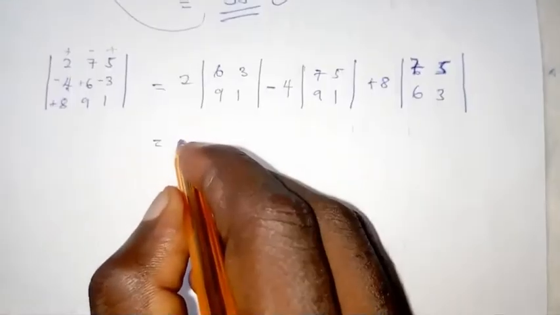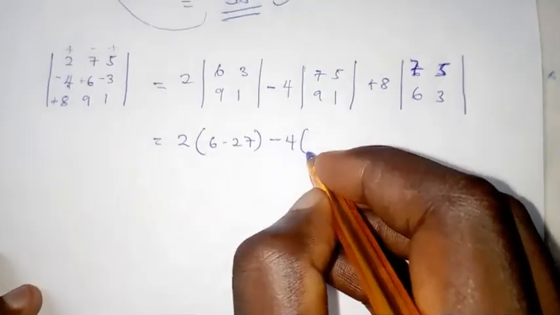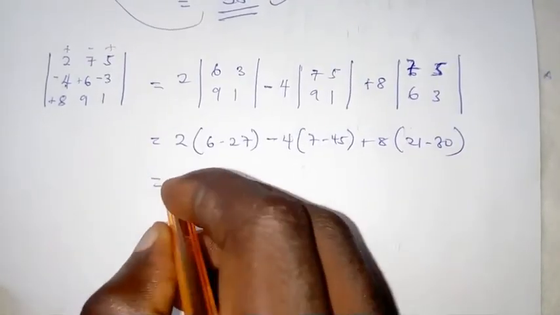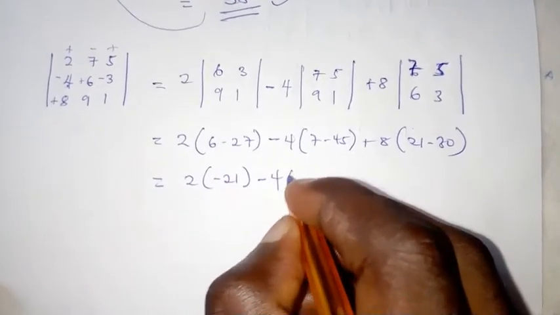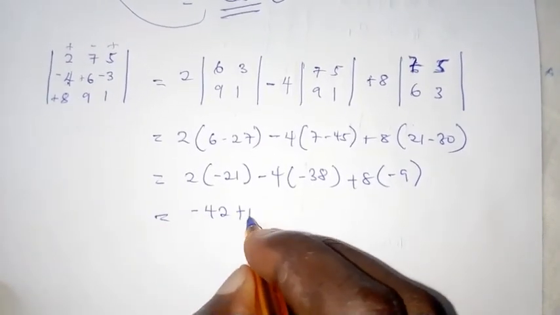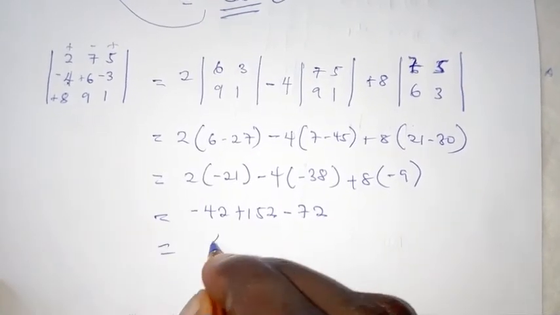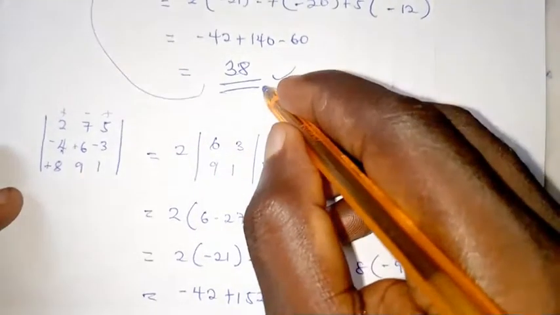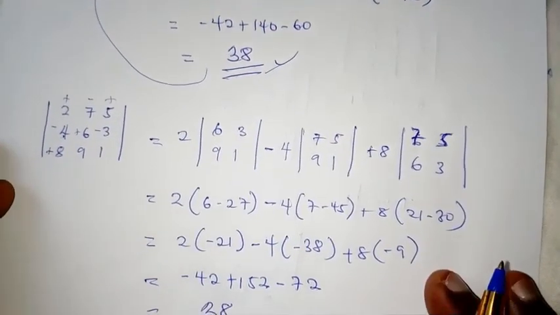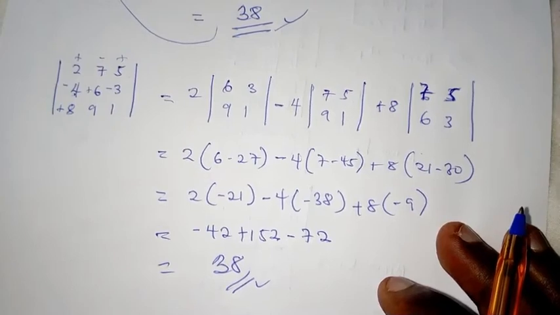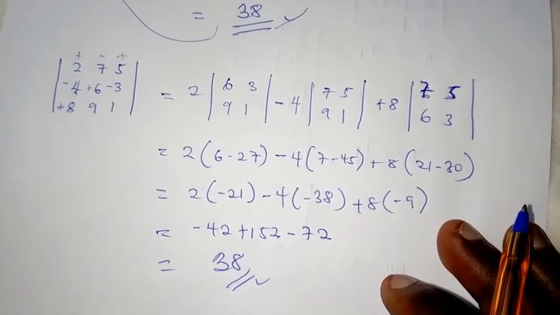What you get is 2 multiplying 6 minus 27, minus 4 multiplying 7 minus 45, plus 8 multiplying 21 minus 30. So the answer turns out to be 2 multiplying minus 21, minus 4 multiplying minus 38, plus 8 multiplying minus 9. We get minus 42 plus 152 minus 72, which also becomes 38. So our answer is the same as what we had earlier. It doesn't matter which row or column you choose. The only thing is that you must assign to each product the appropriate plus and minus signs.